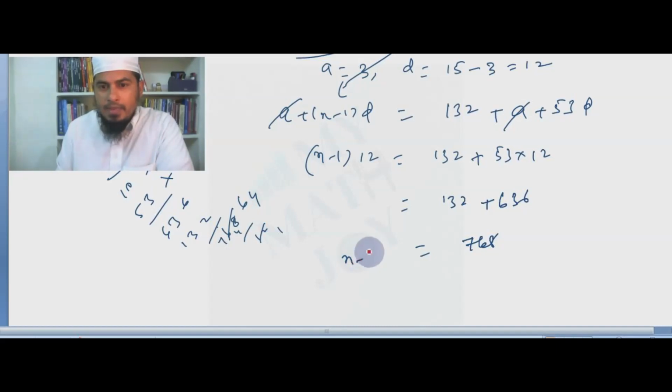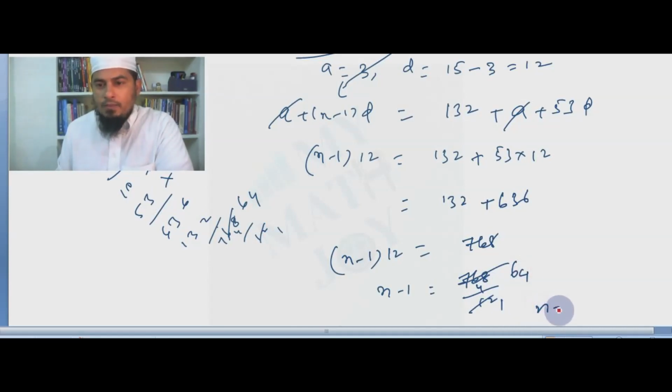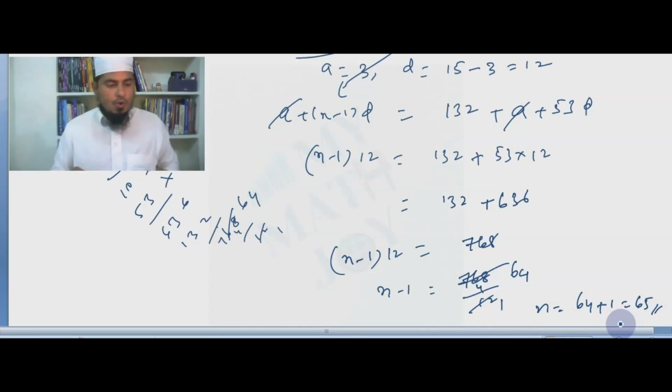And n minus 1, 12. 12 is transposed to the right side, we get 768 over 12. 12 times 6 is 72, 4 is left, 48 fours. n will be 64 plus 1, exactly 65 will be the answer. Oh wow, in this way we got the answer.